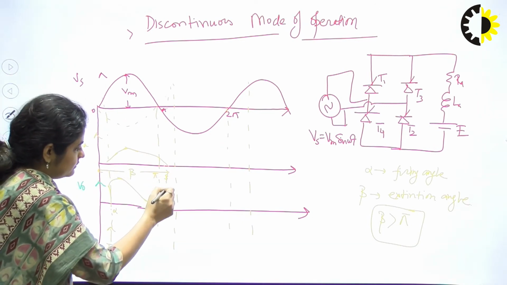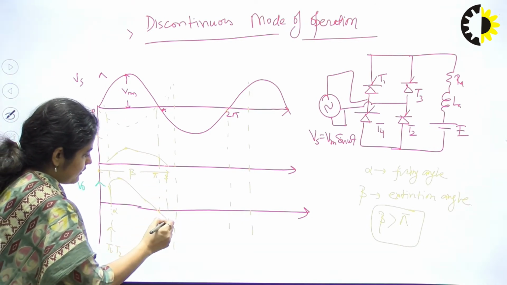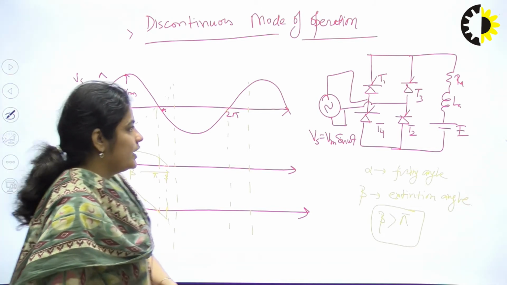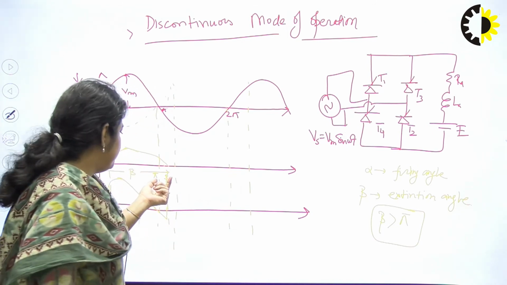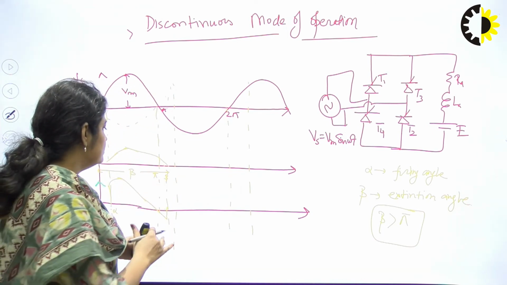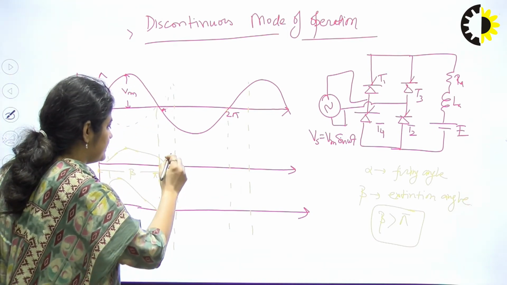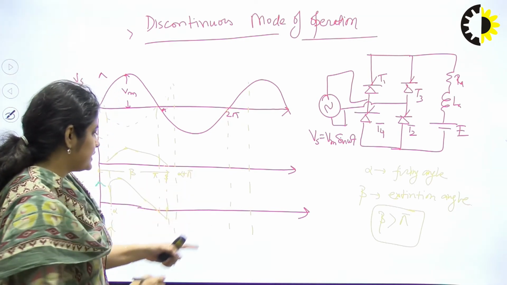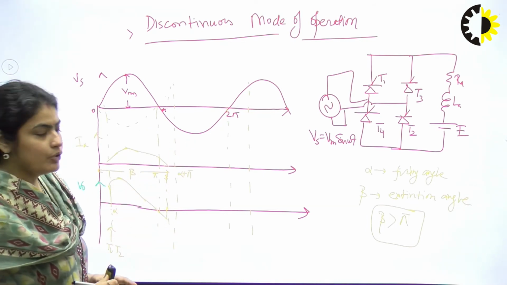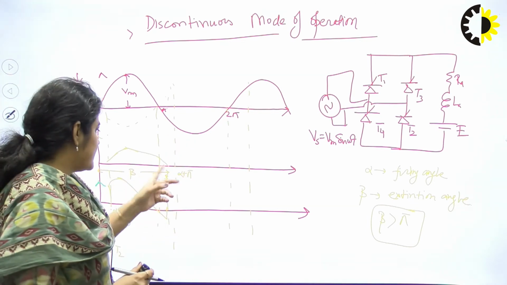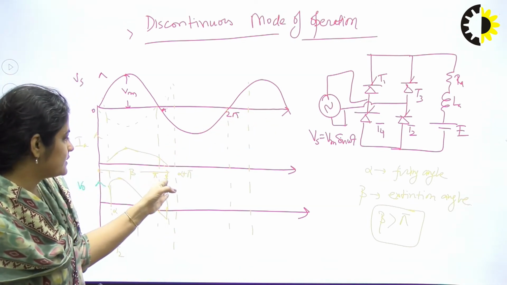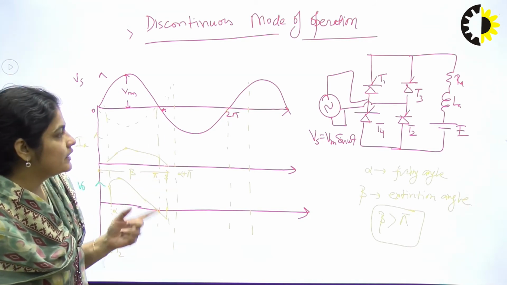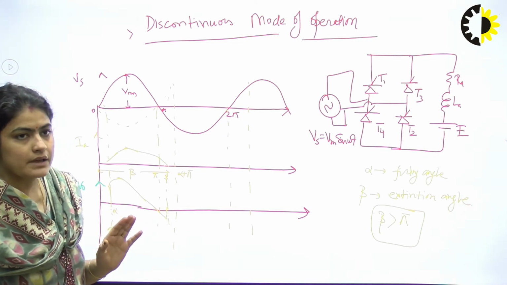So till beta, you are getting the same voltage, and after that, between beta to this, this is alpha, like again you are at pi plus alpha, you can say. Again at pi plus alpha you fire T3 and T4, because before this pi plus alpha, between pi to pi plus alpha, the T3 and T4 are in the forward blocking state, right?